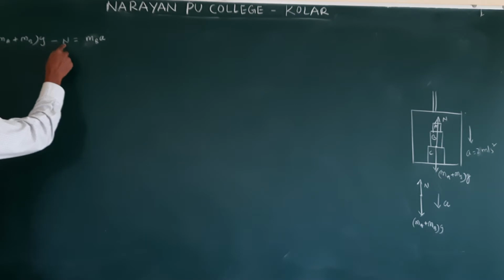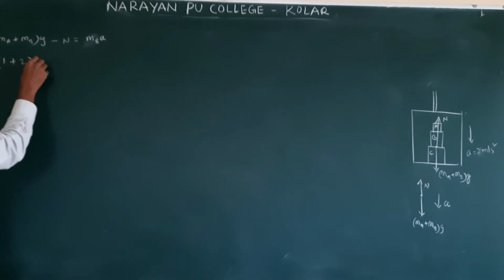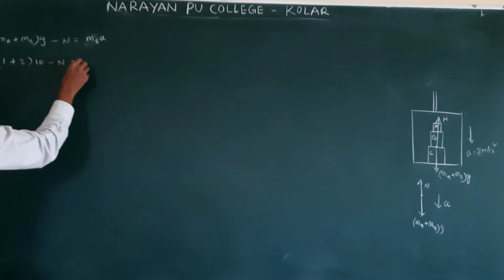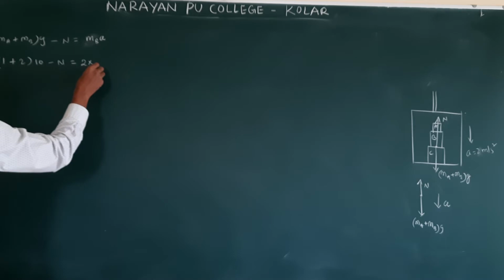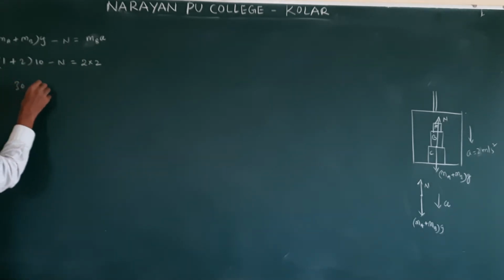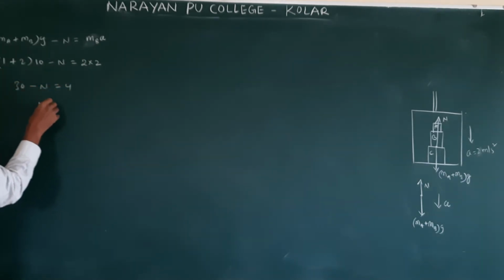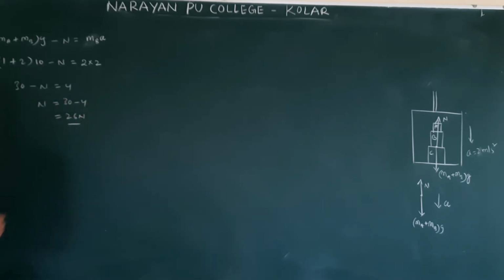They are asking for N. So substitute the values. Mass of object A is 1, B is 2, into 10 minus N is equal to mass of B, which is 2, into 2. So 30 minus N is equal to 4. N is equal to 30 minus 4. It is 26 newtons. No option is there.